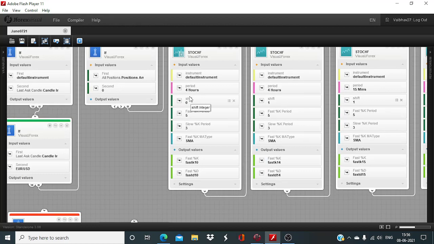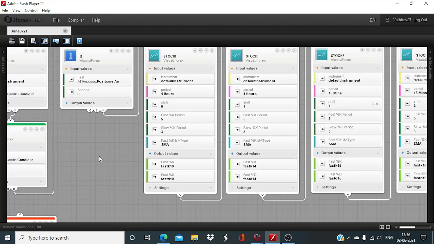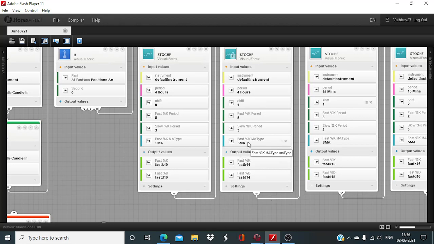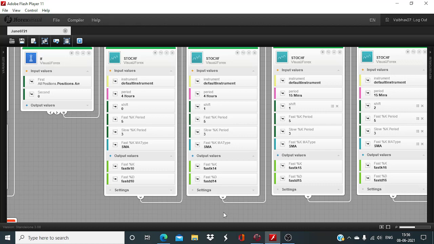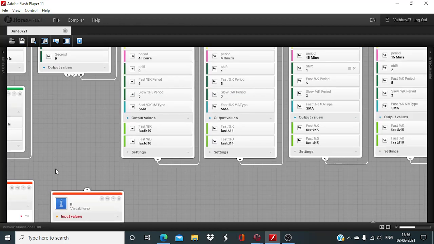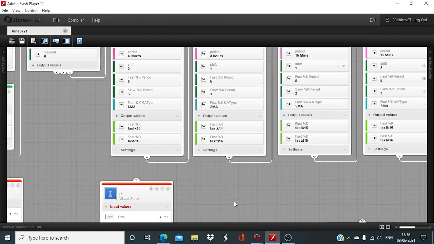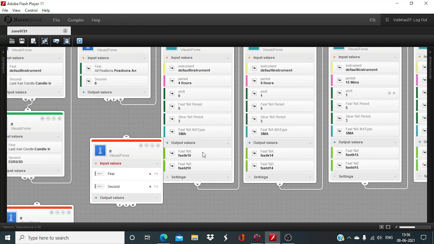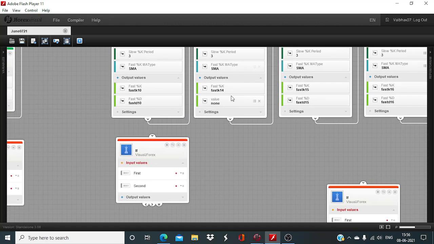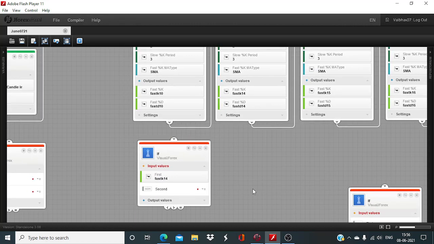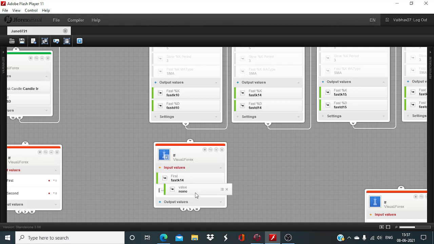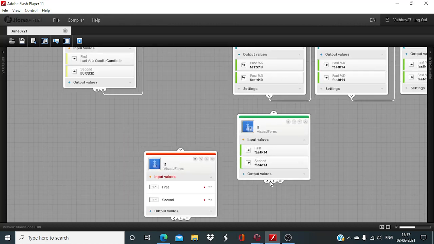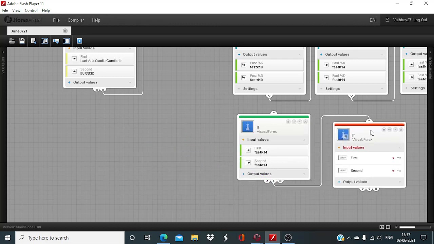Here, this block has the shift value of 0. That means this is the current 4-hour candle, and it has not really closed. It's ongoing. Whereas this candle, the fast percent K14 and fast D14, these are the values for the 4-hourly candle which has already closed. And first we will consider the last 4-hourly candle's values, and we need the fast percent K, which is fast K14, to be above fast D14. So first input needs to be greater than second input.